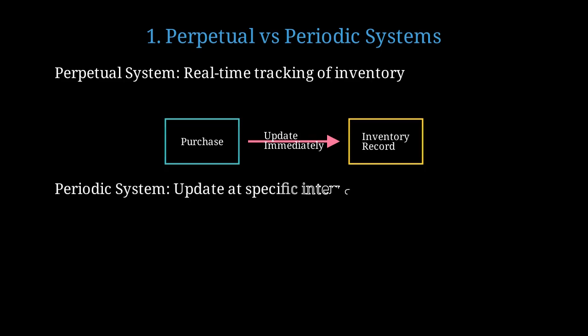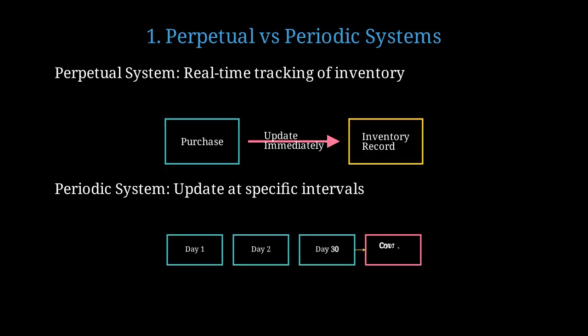The periodic system only updates inventory records at specific intervals, typically at the end of accounting periods. With the periodic system, transactions accumulate throughout the period, and inventory is counted and updated only at period end.